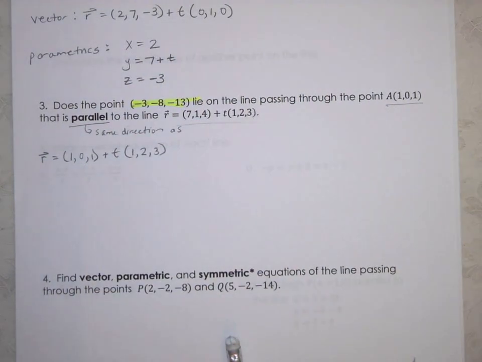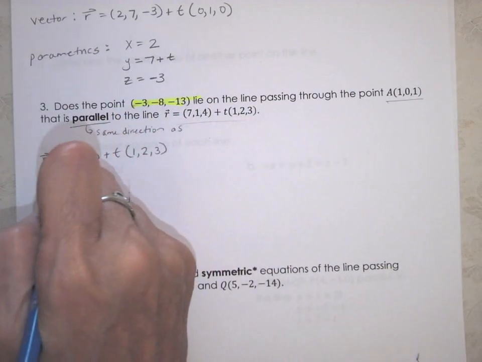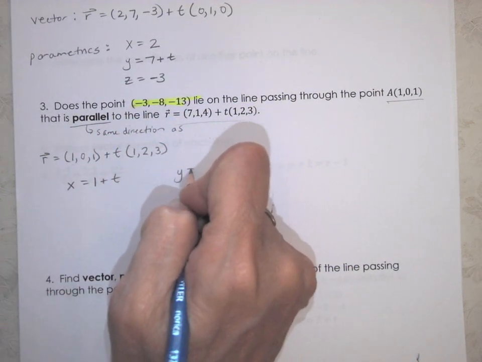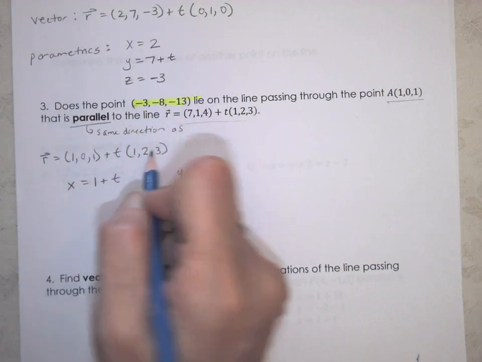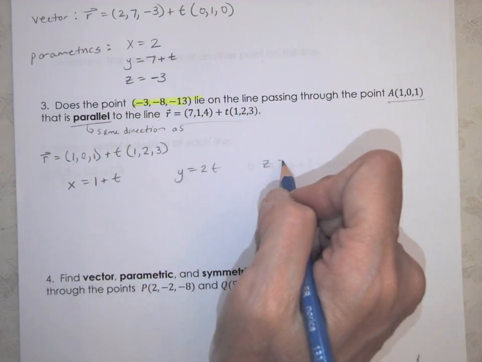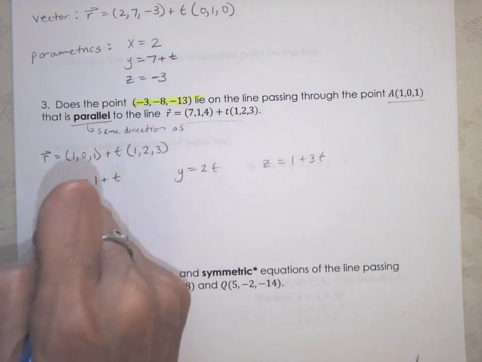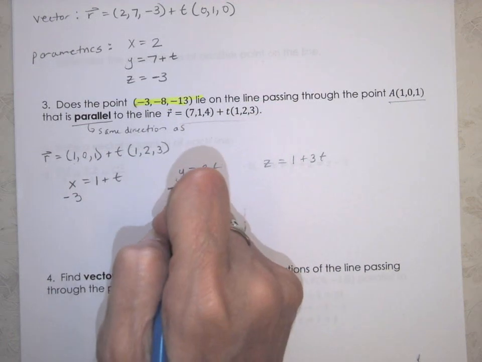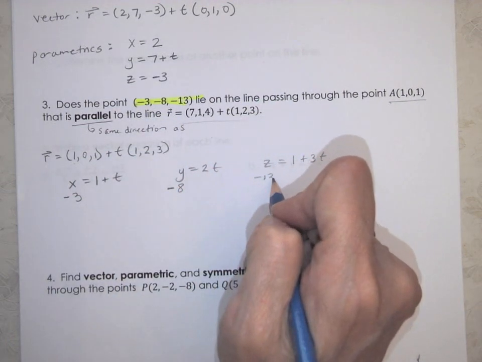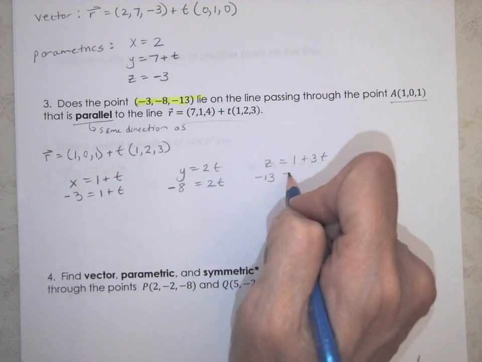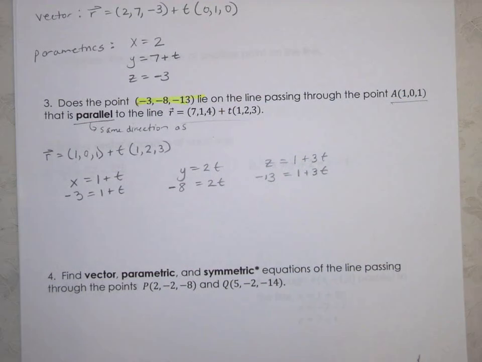And when we're testing whether a point's on a line, we use parametric equations. So I'm going to spread my parametric equations of this line out. So I've got x equals 1 plus t, y equals 0 plus 2t, and z equals 1 plus 3t. And I'm testing the point -3 for x, -8 for y, -13 for z. And again, I'm going to see, do I get the same t value in all three cases? If I do, then yes, the point's on the line. If I do not, then it is not on the line.